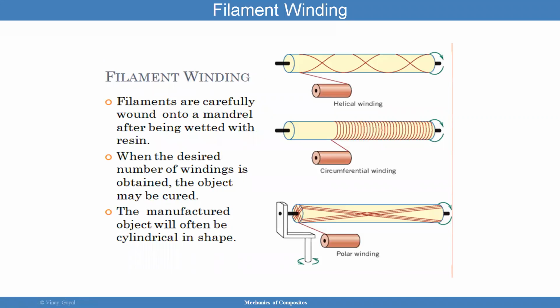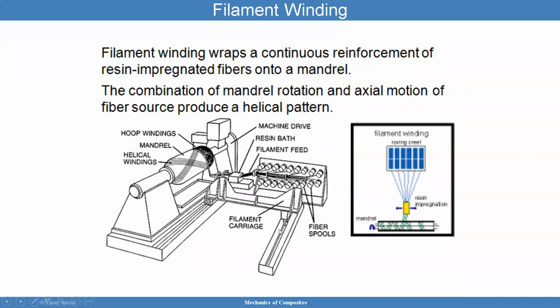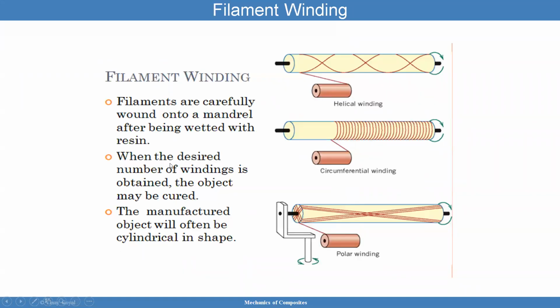In filament winding, the filaments are carefully wound onto the mandrel after being wetted with the resin. When the required number of windings is obtained, these objects will be cured. At that point, the manufactured object will then often be in cylindrical shape. Typically, that will be a cylinder. In this region, you're going to get a very interesting behavior towards the end, which we call polar winding. So it's going to look like that right there.